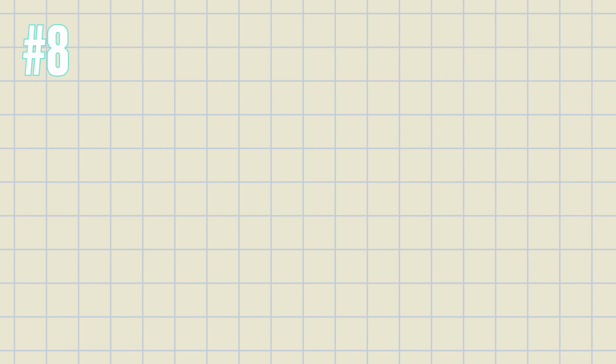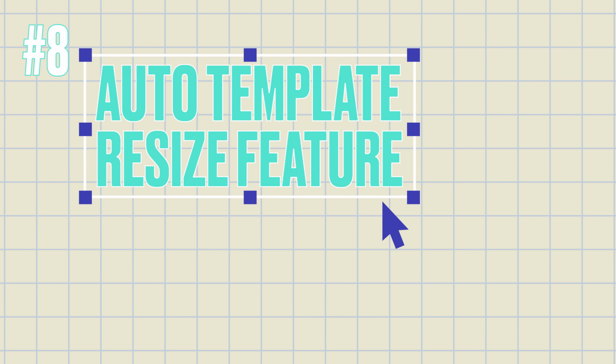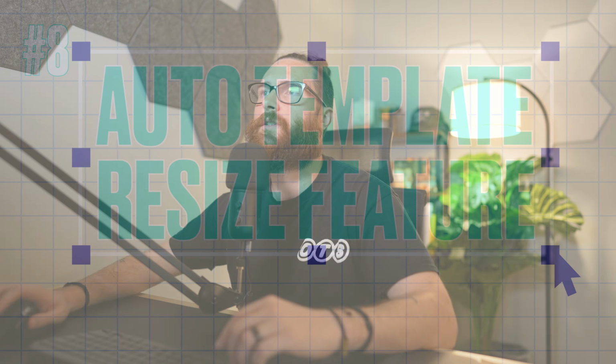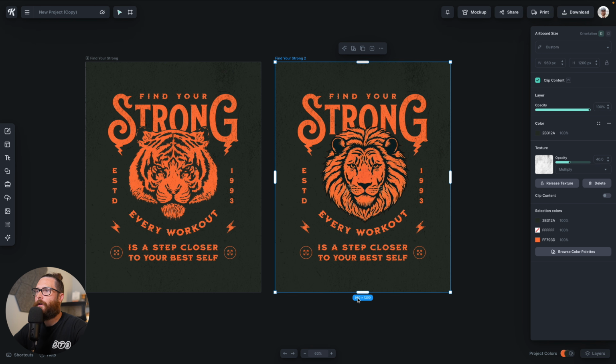All right, another hidden secret feature in Kittl is what I like to call the auto template resize feature. And so it may be a little bit hidden and uncommon to you, but we actually have this really, really neat feature where you can see the dimensions down here on the bottom.